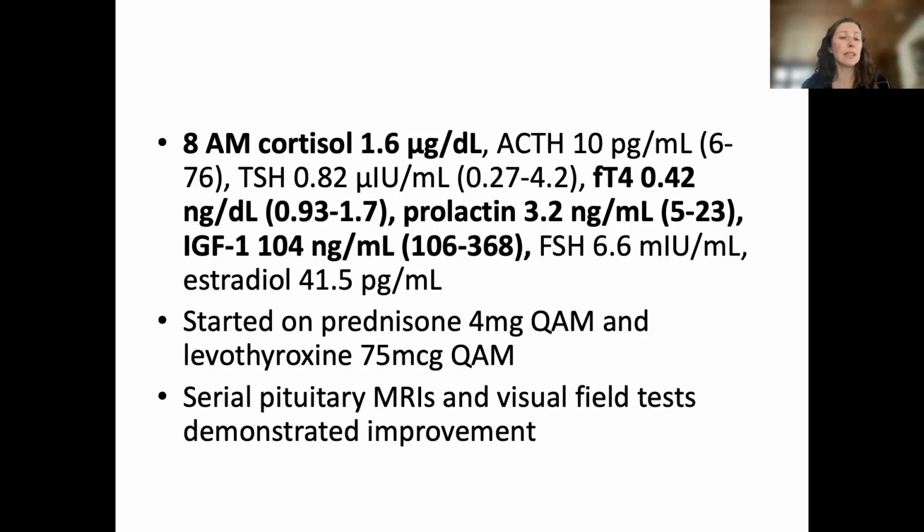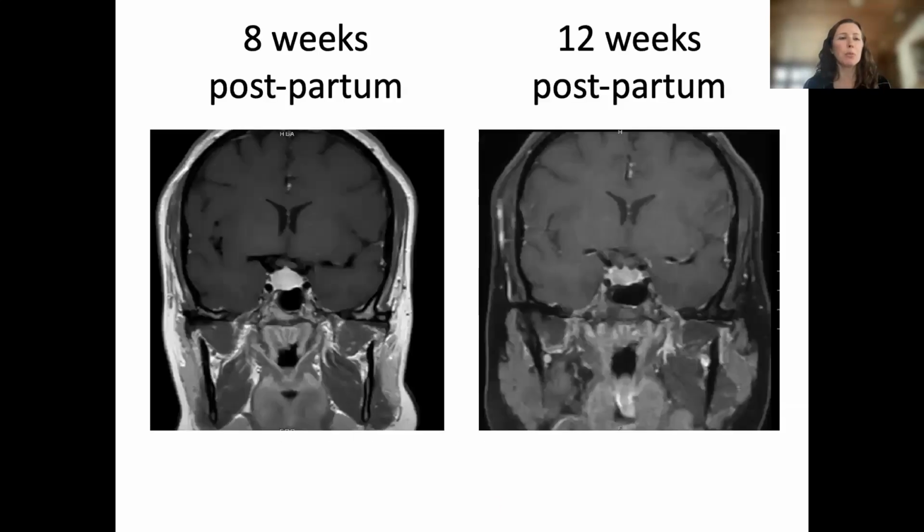Because clinically, symptomatically, and also on exam, it seemed like her headaches and her vision were doing better, we decided to get a repeat pituitary MRI as quickly as possible, as well as repeat visual field testing, to see if there was potentially an improvement, which would be consistent with her improvement in symptoms. And at 8 weeks postpartum, she had this pituitary MRI.